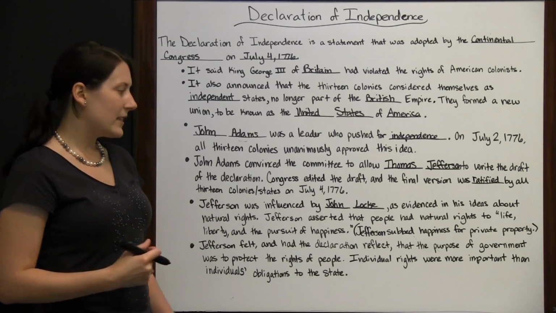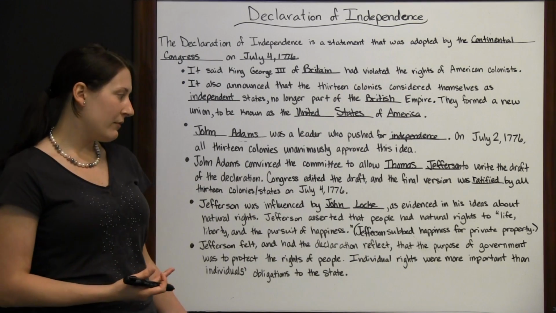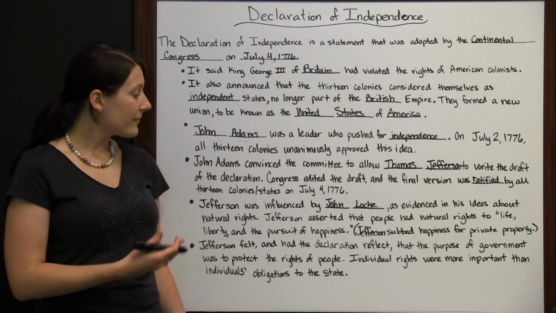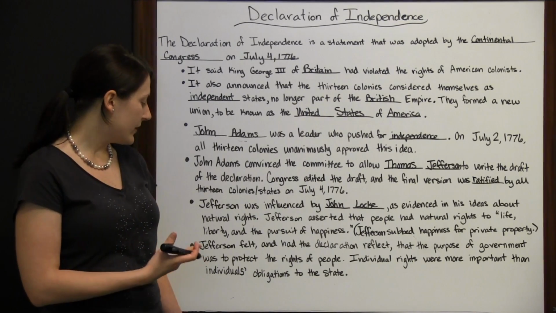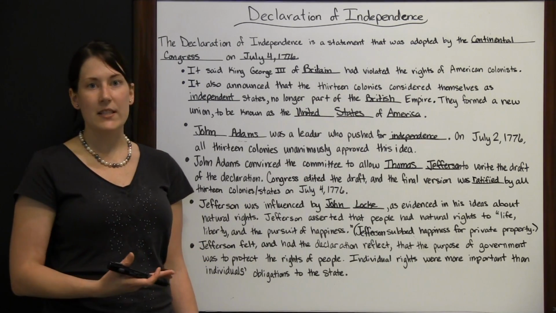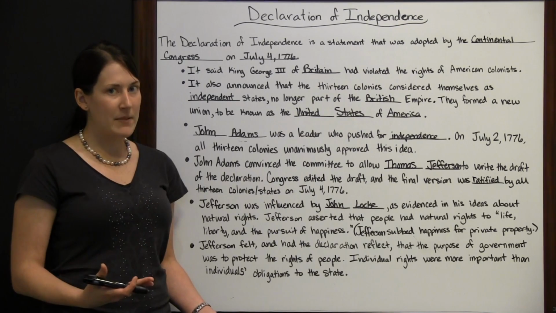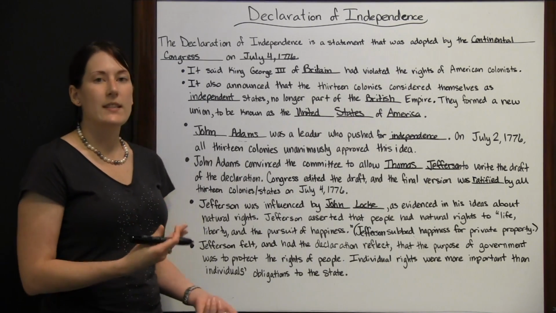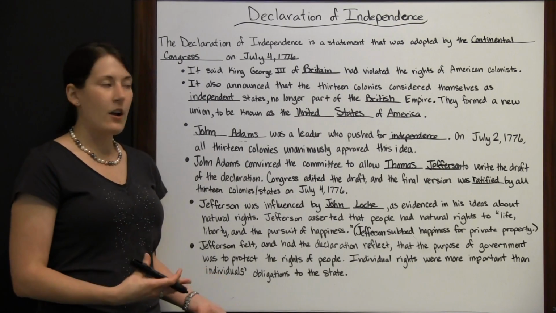Now, Jefferson felt, and had the Declaration reflect, that the purpose of government was to protect the rights of people. Individual rights were more important than the individual's obligations to the state. King George had the opposite idea, and he was trying to force his laws and his taxes on the colonists.